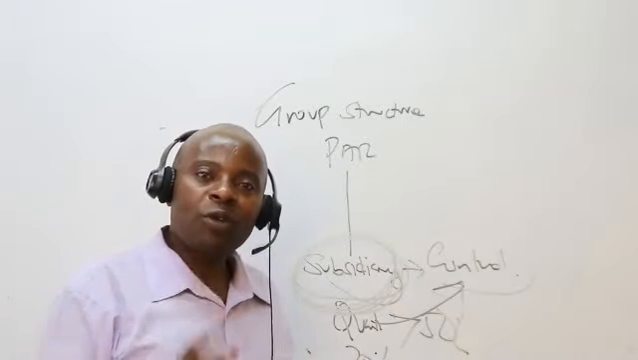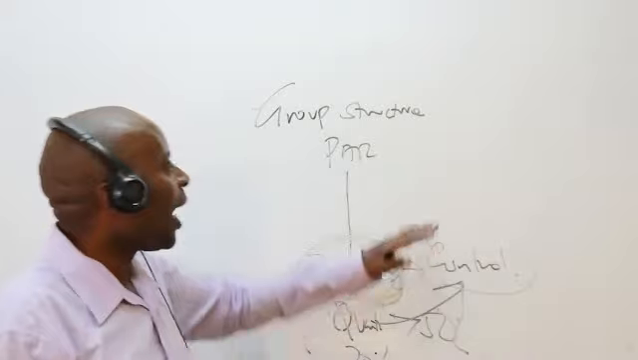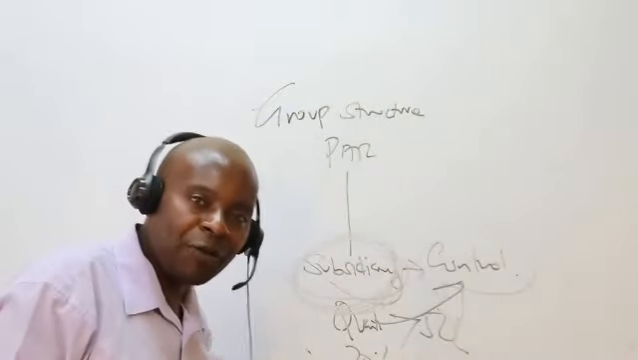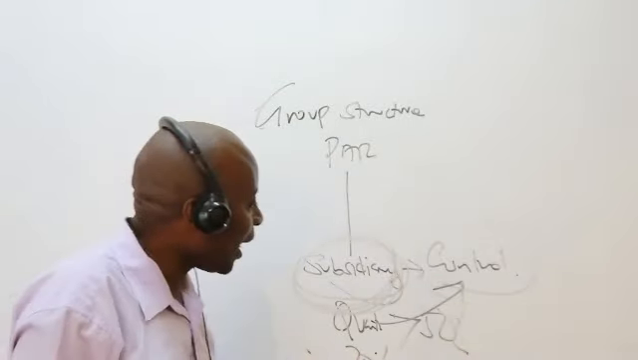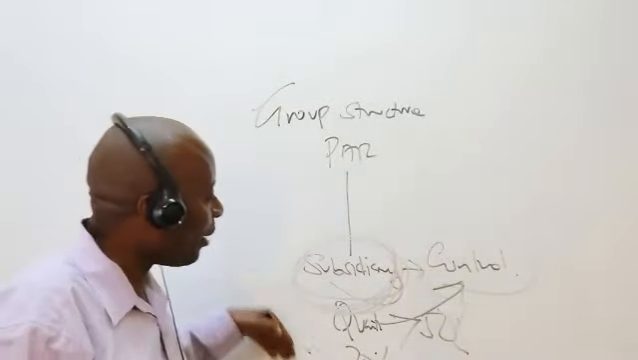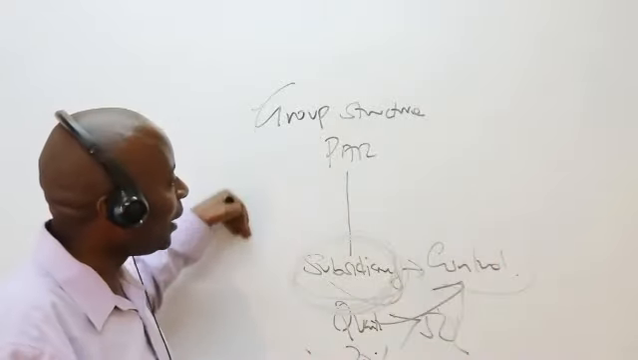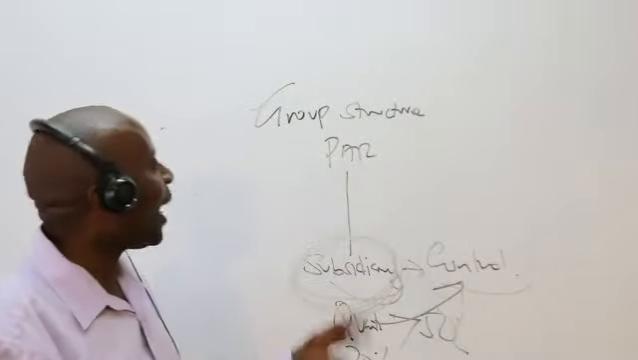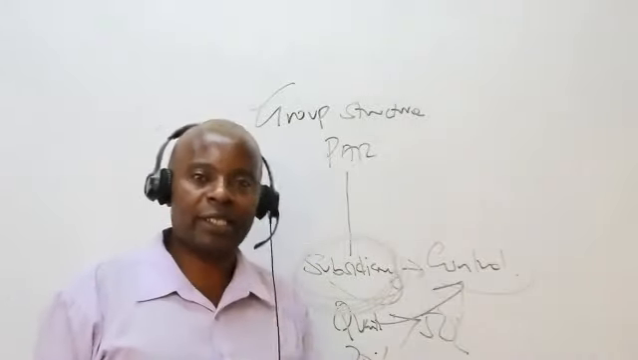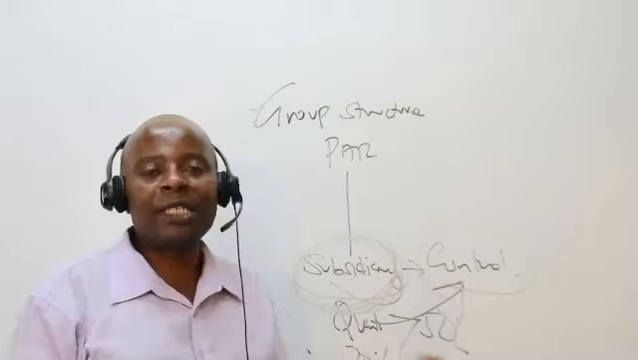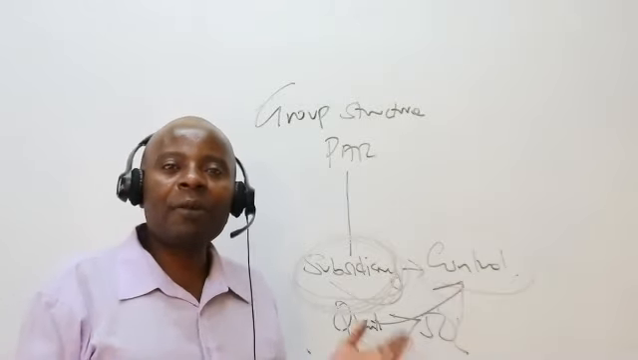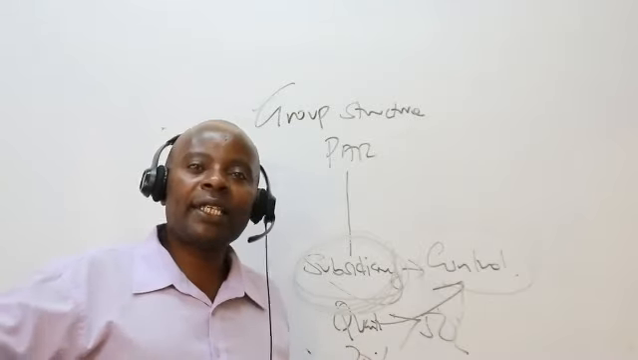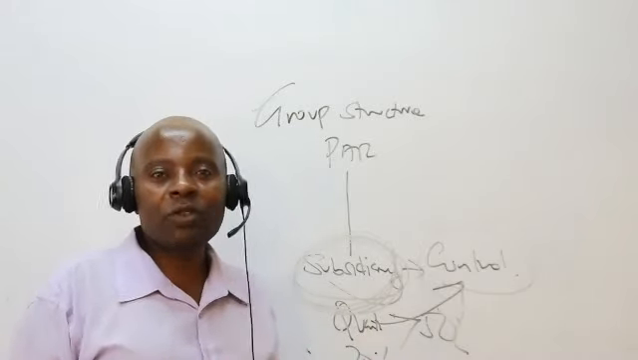So remember, don't forget that as an auditor, I have to review, I have to confirm that the group structure has been captured well. And the group structure, ladies and gentlemen, I have to recalculate the percentages. Remember, when I'm recalculating the percentages, I must go to the registrar and get the shareholding status of the subsidiary.